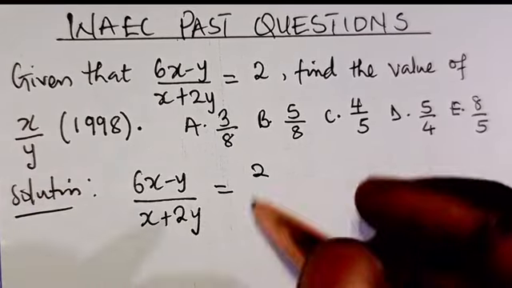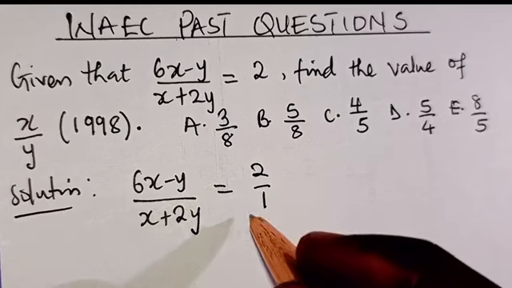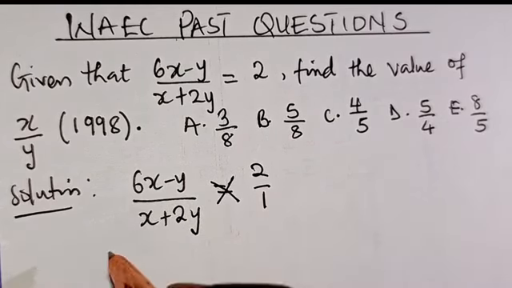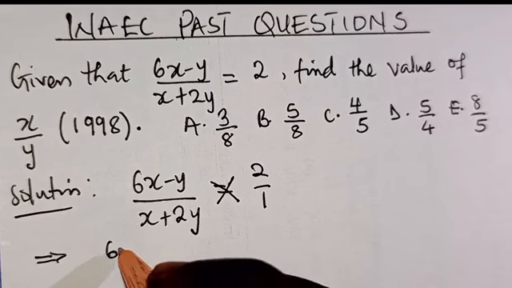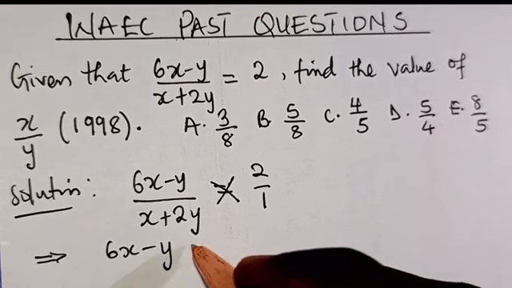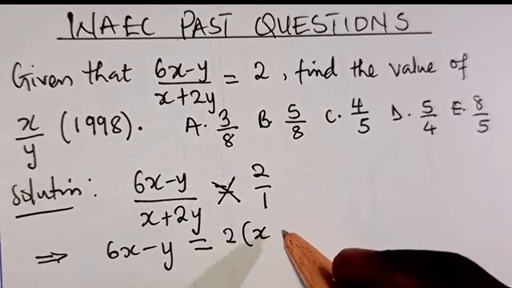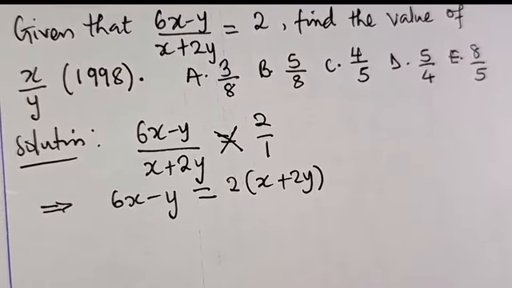now I'm going to write this 2 as a fraction, 2 over 1. So what I'm going to do is cross multiplication to make the equation be in a linear form. To be straight in, we have 6x minus y equals 2, we'll be multiplying x plus 2y. Okay, so now what are we going to do?